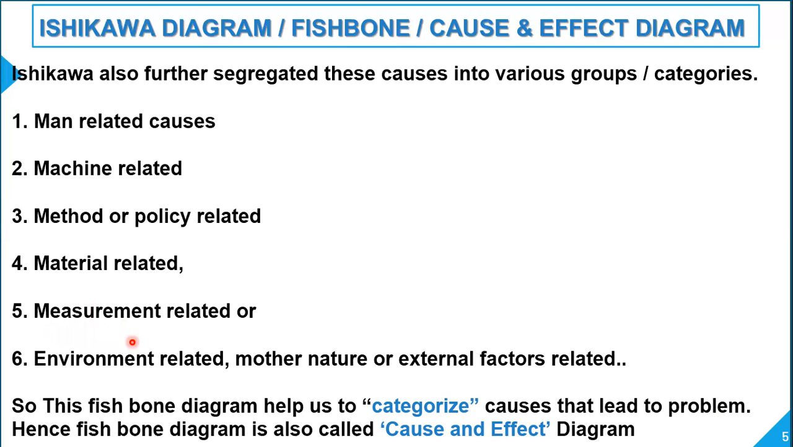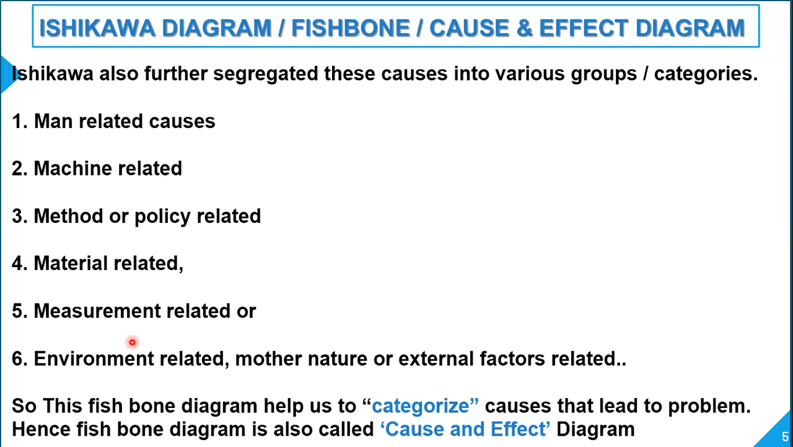So if there are any issues or probable causes associated with the measurement that might lead to a given problem, those causes will come under the compartment, category, or division of measurement-related causes. And of course, we spoke about the sixth one, environment-related. Environment in this case means the external environment, mother nature, which is somehow not under our control. So these are the six different categories of the Ishikawa or fishbone diagram.